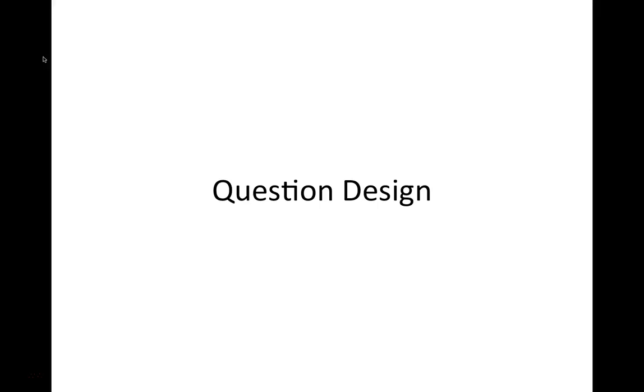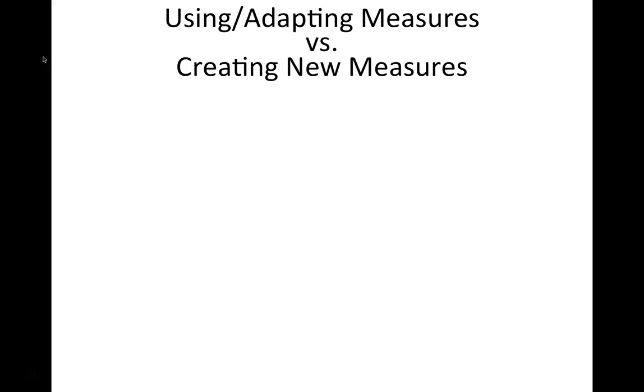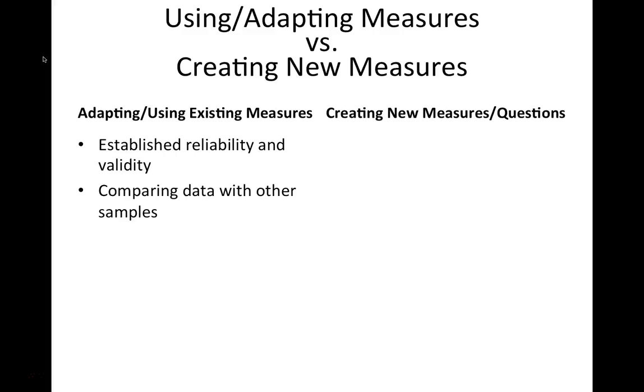All right, so we'll talk more about question design now. Your book at the end of chapter 11 talks a little bit about using existing measures versus creating your own. I think that's a really useful conversation to have, and we can talk more about that as we talk about selecting measures for our own survey. Some of the benefits, obviously, to using or adapting existing measures is that they have some established reliability and validity.